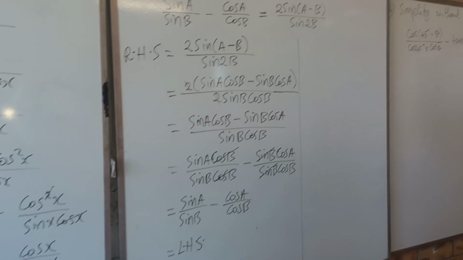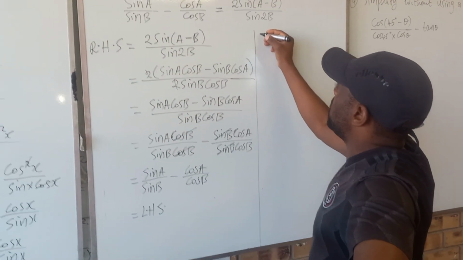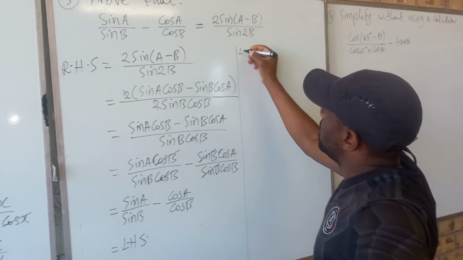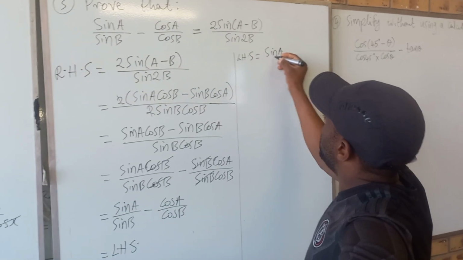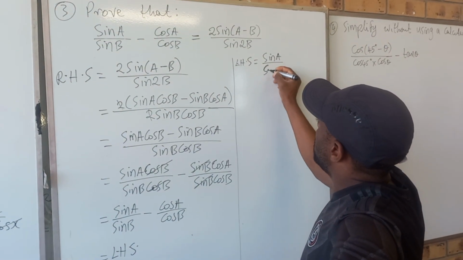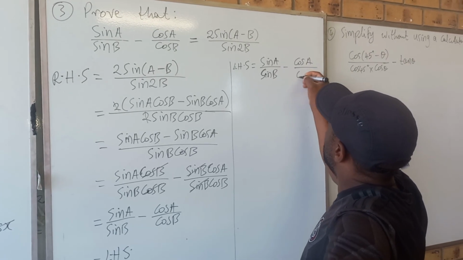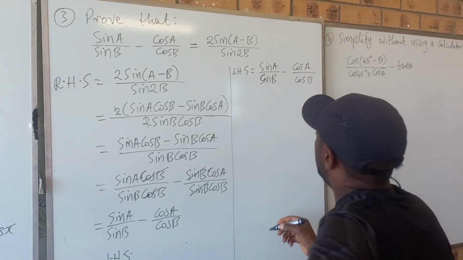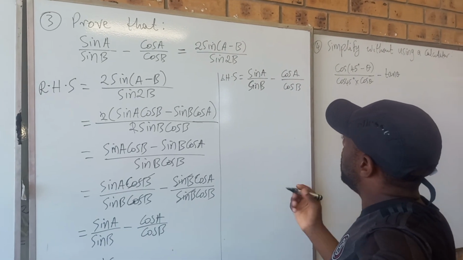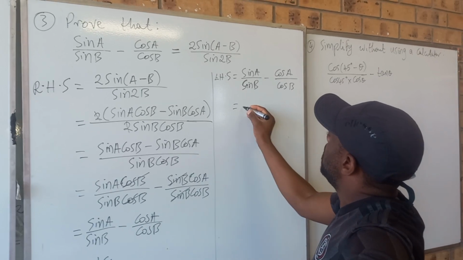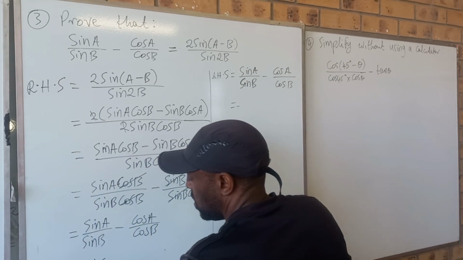from left to right. So now let's see, if I were to say I want to start from the left, will I survive? So I want to prove, so I'm starting with sine A over sine B minus cos A over cos B. So to handle this, we immediately see that these are two fractions. When you're adding or subtracting two fractions, the first thing should be your LCD.